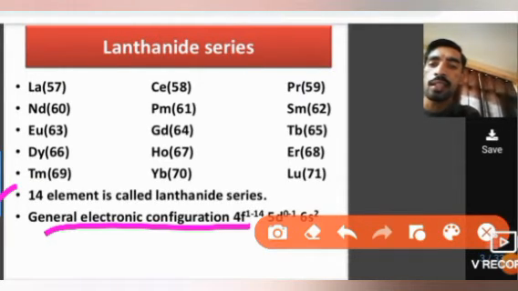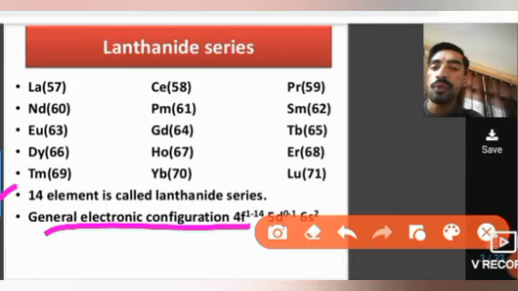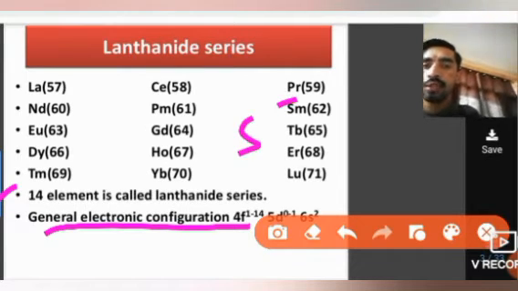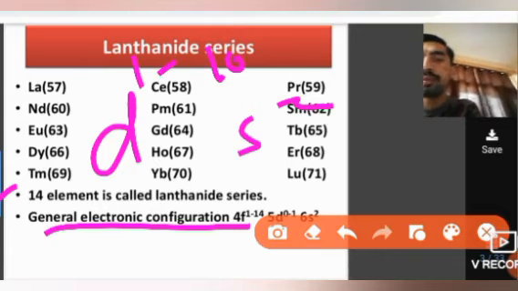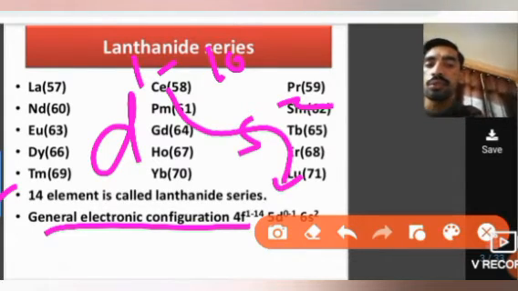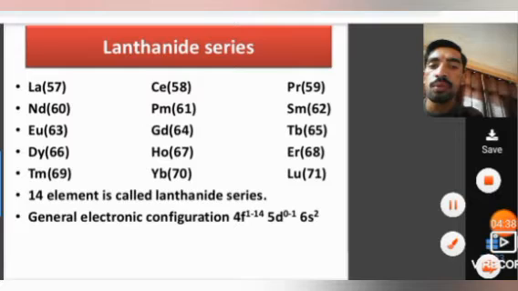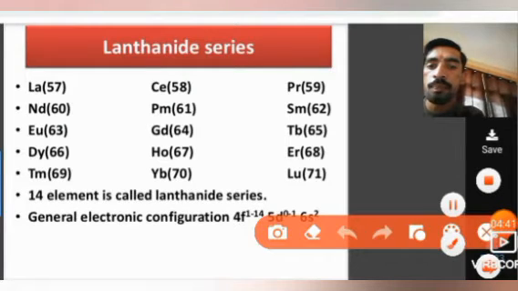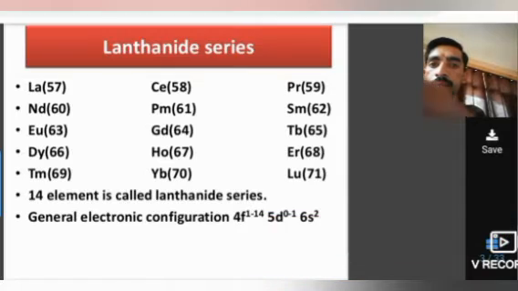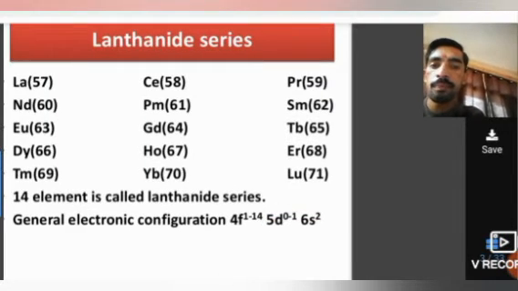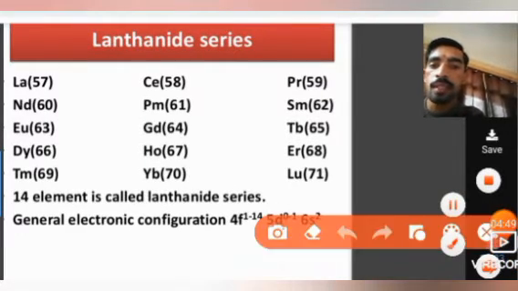In the general configuration, we write 4f1 to 14, 5d0 to 1, 6s2. Okay, 6s2. There is s2. D, you can say, is not 1 to 10 here. Why? You need to take care, this thing needs to be noted down. If you talk about the D, in this D particular, let me zoom this a little bit.